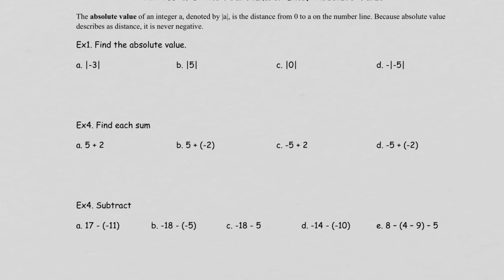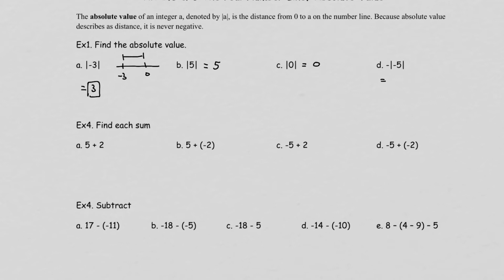So the distance from 0 to -3, that's going to be 3. And because it's distance, it cannot be negative, right? So this one is asking what's the distance from 0 to 5. So it will be 5. Distance from 0 to 0 will be 0.